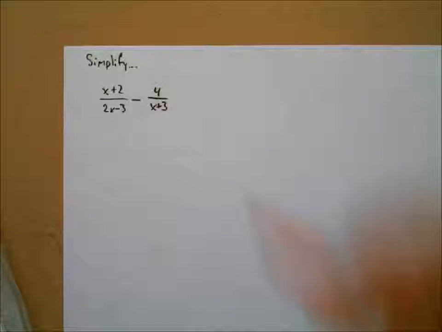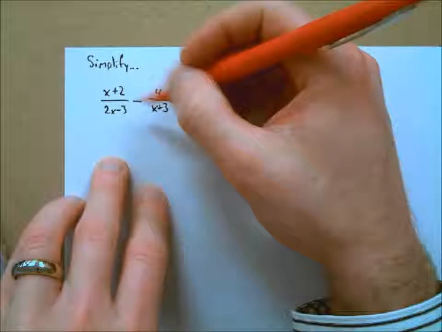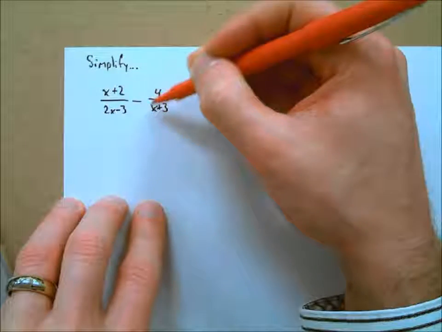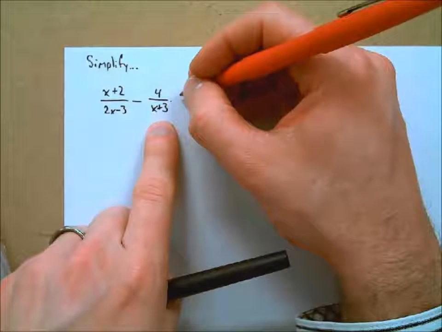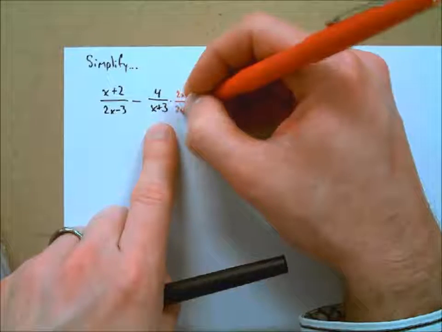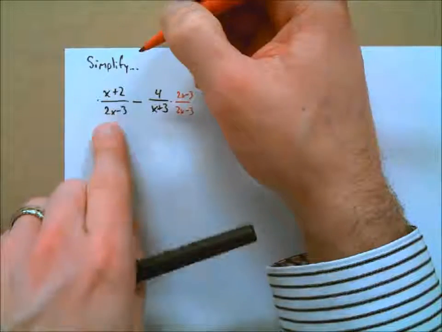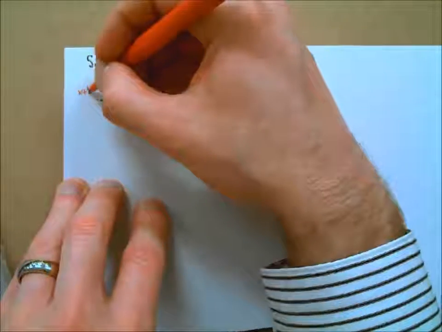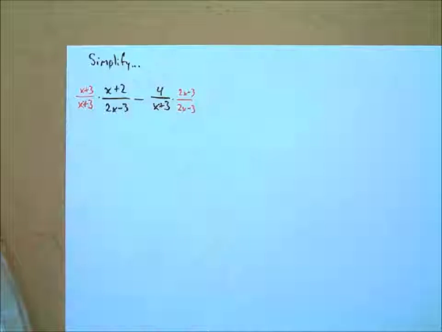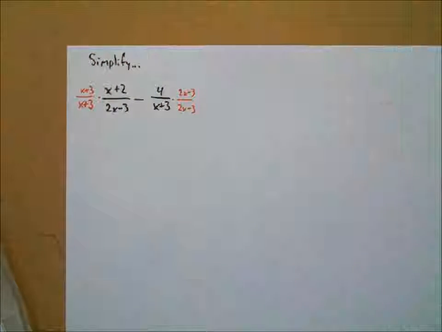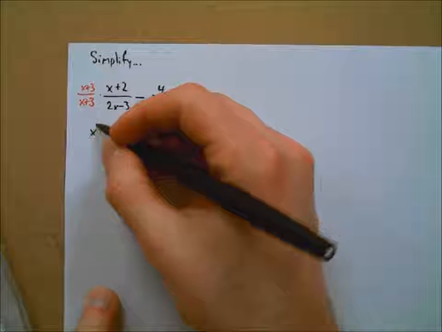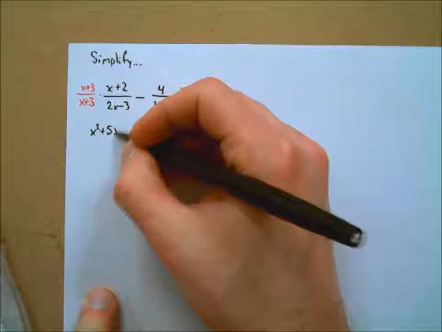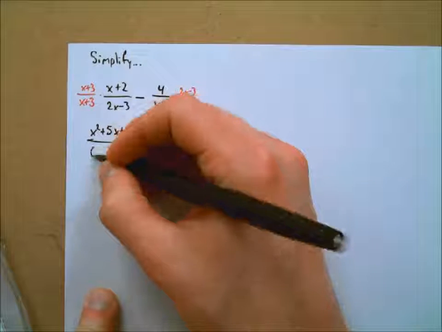So here, for these to be common denominators, this denominator needs an x plus 3 in it. This denominator needs a 2x minus 3 in it. So we're going to multiply by those missing pieces. So that x plus 3 will multiply by 2x minus 3 over 2x minus 3. And this 2x minus 3 will multiply by x plus 3 over x plus 3. Like so. And then we have to multiply the numerators out at least. So x squared plus what? 5x plus 6. I'm going to leave my denominator in the factored form.